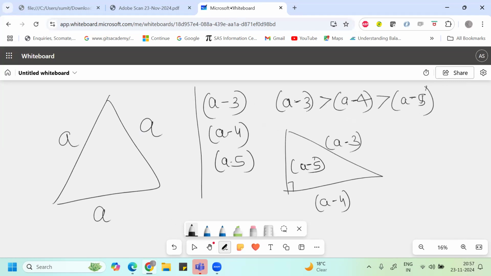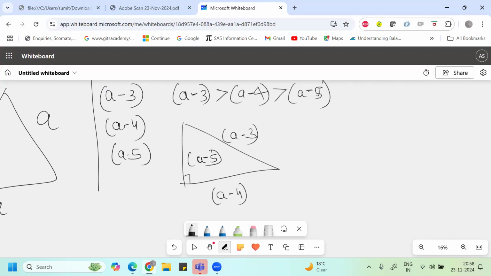So this is your hypotenuse, A minus 3, and the other sides would be A minus 4 and A minus 5. For a right angle triangle, the hypotenuse square is equal to base square plus height square. So it means (A minus 3) squared is equal to (A minus 4) squared plus (A minus 5) squared.